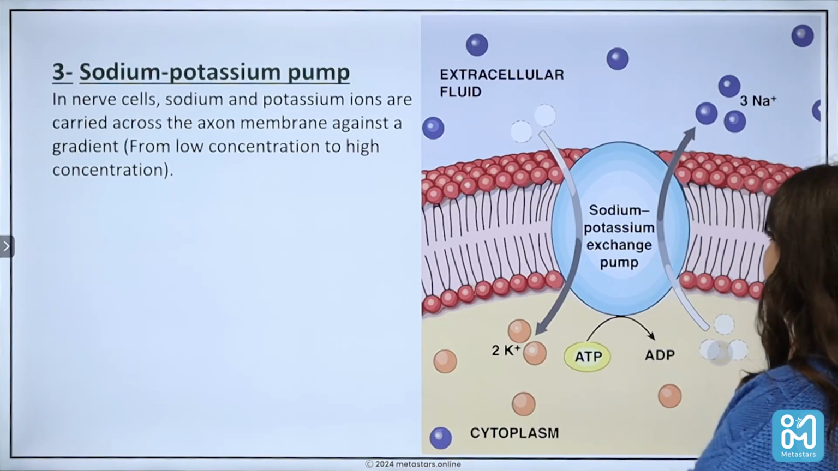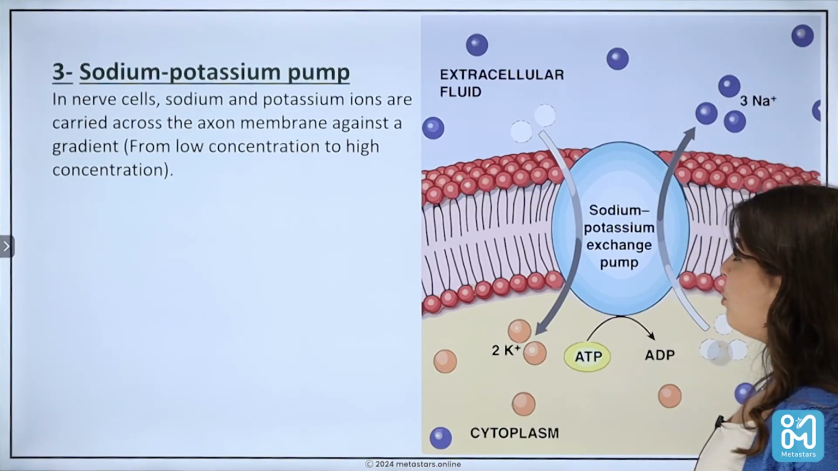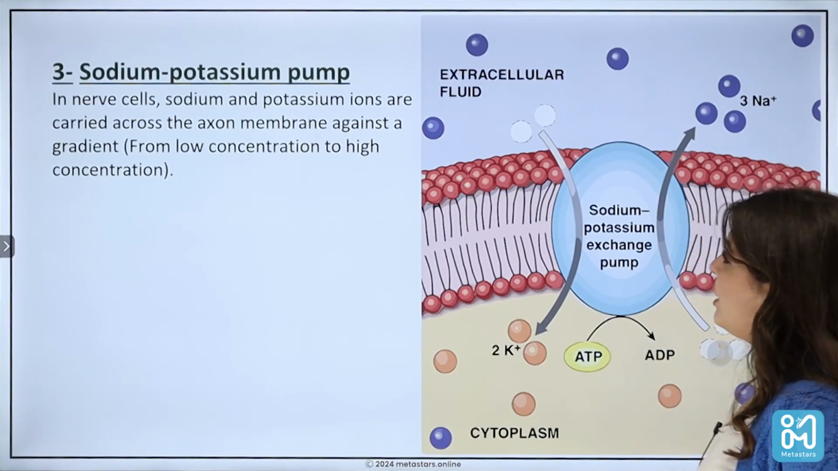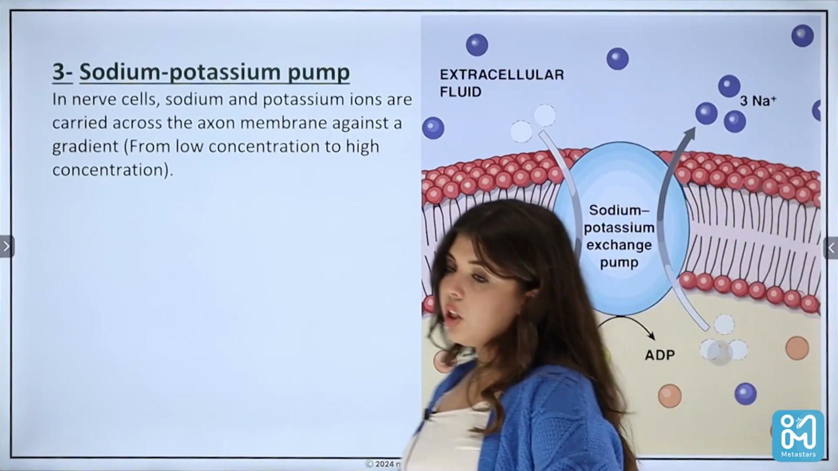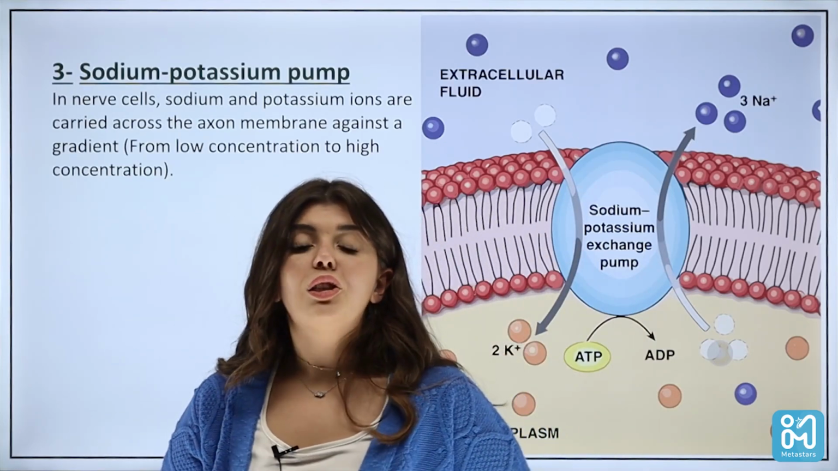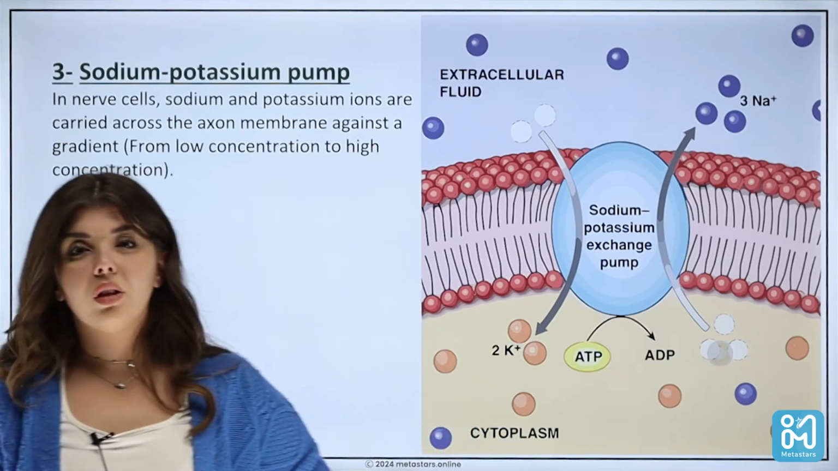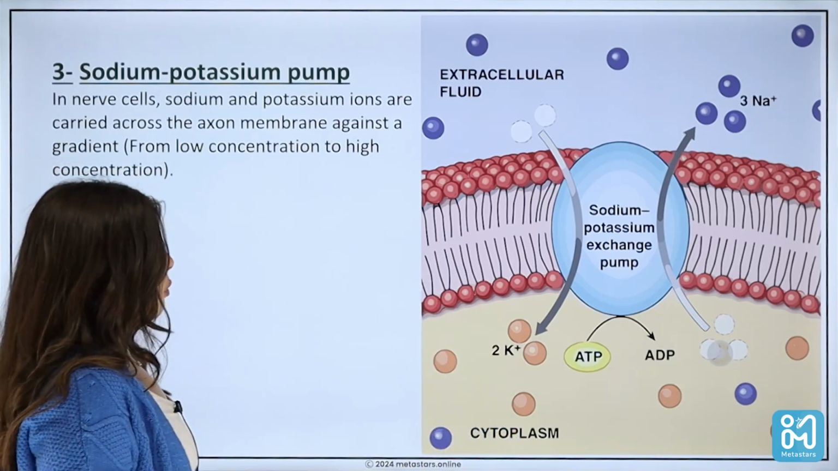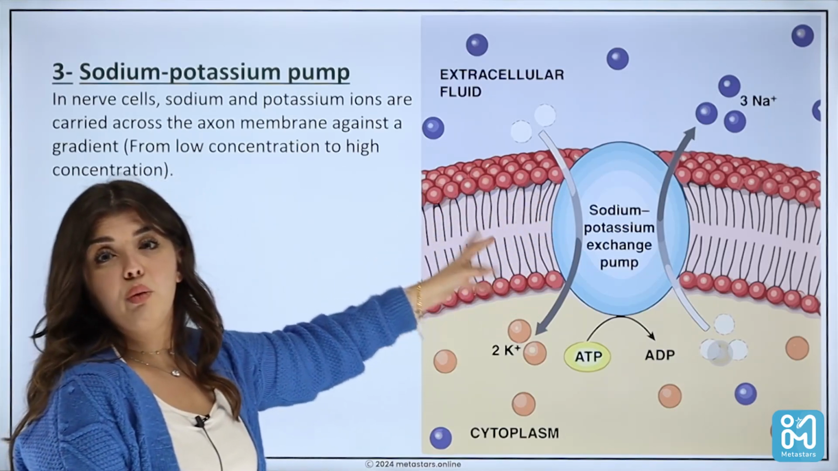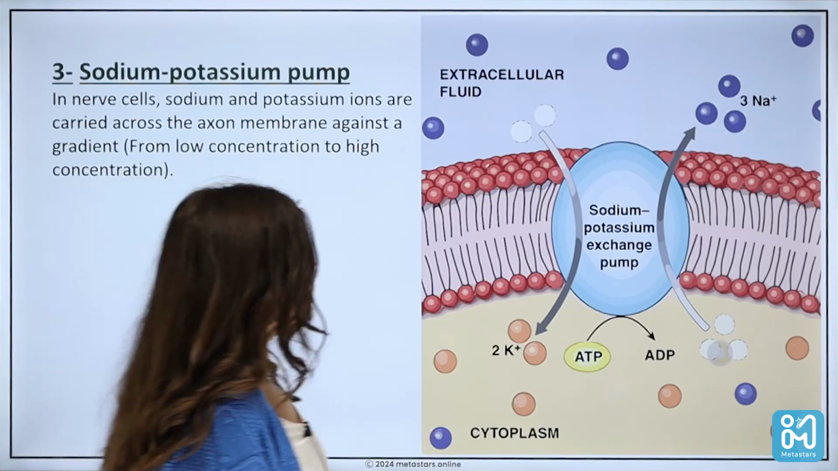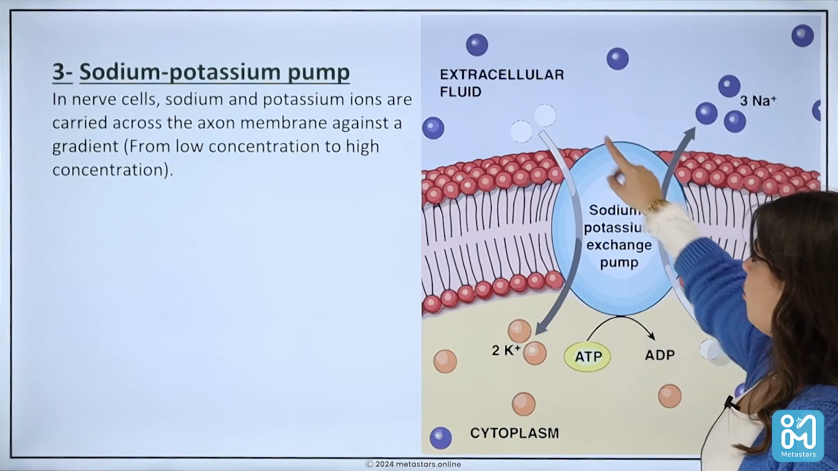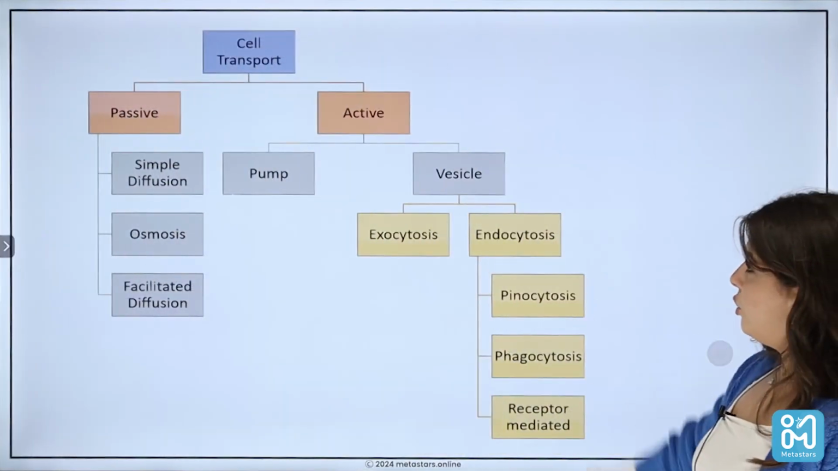One of the active transports is the sodium potassium pump, found in nerve cells. They are carried across the axon membrane against a gradient, from low concentration to high concentration. The sodium potassium pump is very important in the nervous system. It exchanges potassium for sodium inside and outside the cell, and it needs energy because they are going from low concentration to high concentration.